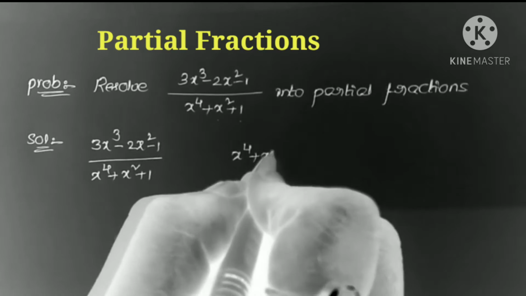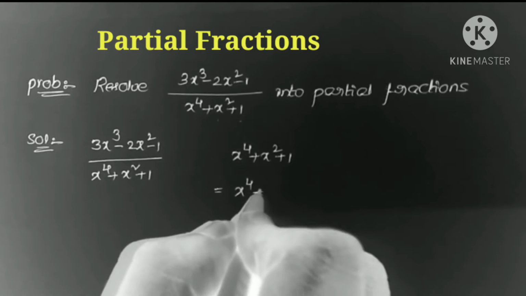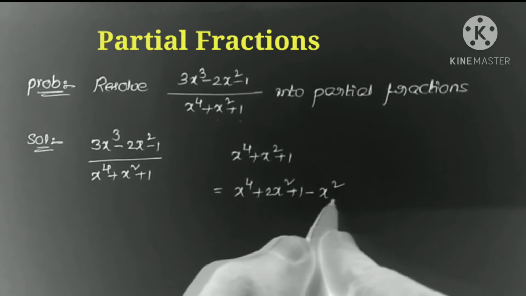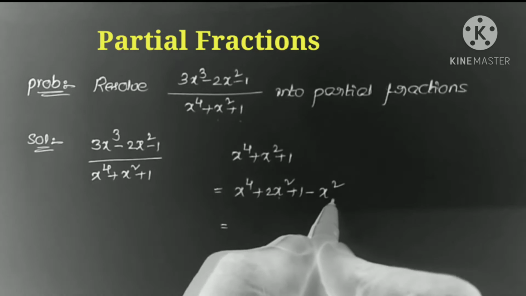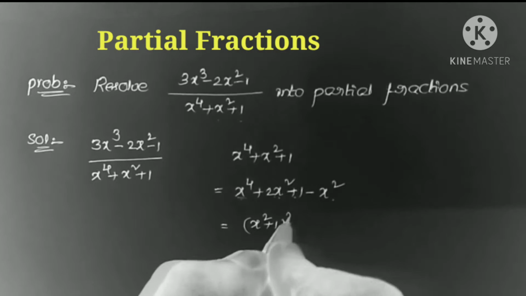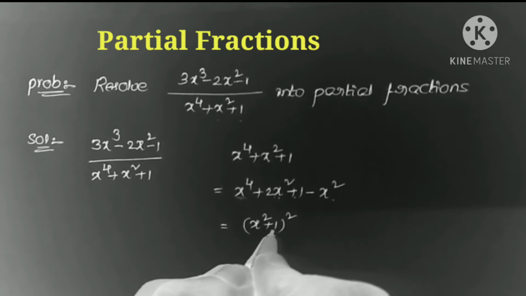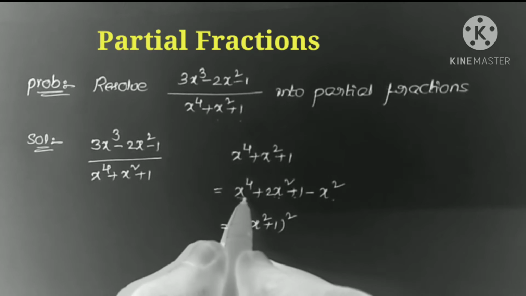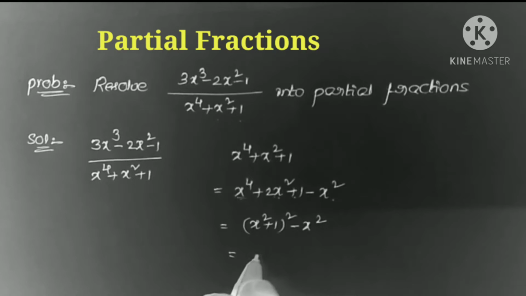So first I take the denominator here. What is the denominator? x⁴ + x² + 1 is equal to, in the next step I change this as x⁴ + 2x² + 1 − x². I am just writing x² as 2x² − x². Now this is in the form of a² + 2ab + b², that is (a + b)², here (x² + 1)². After taking the expansion of this term we get this answer minus x², which is in the form of a² − b².